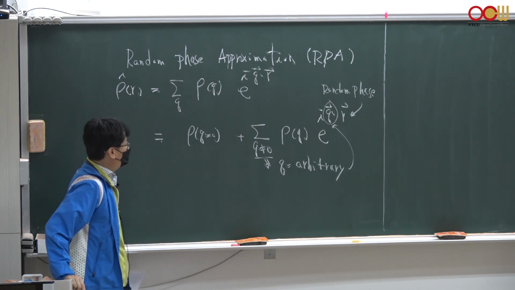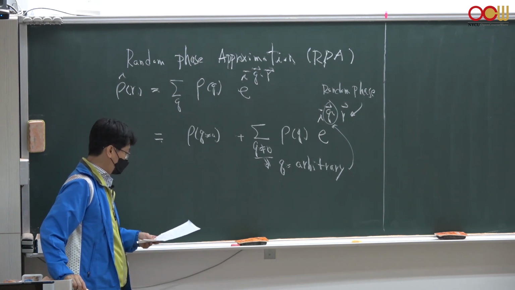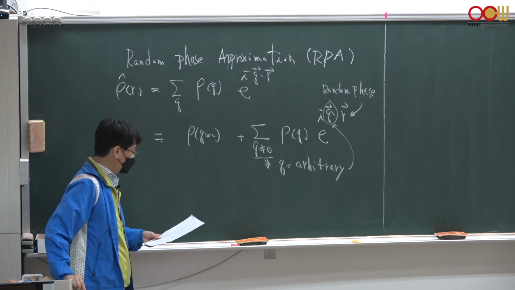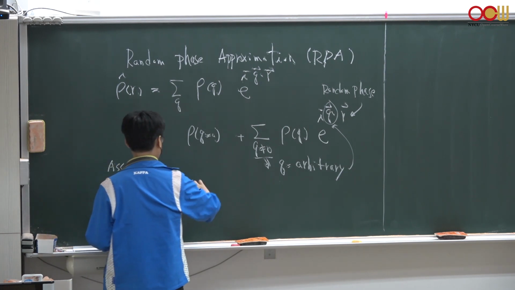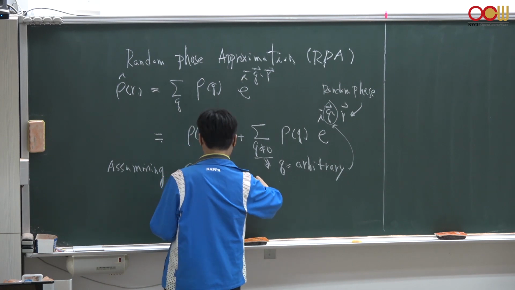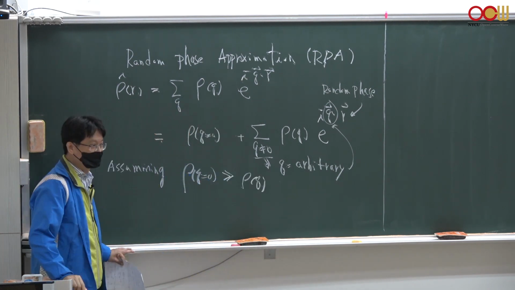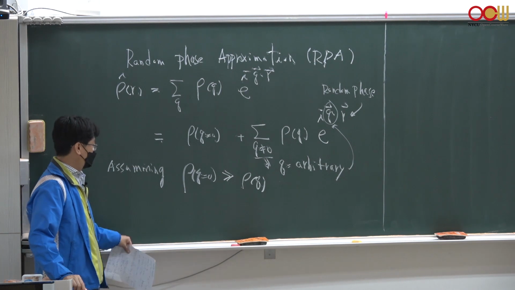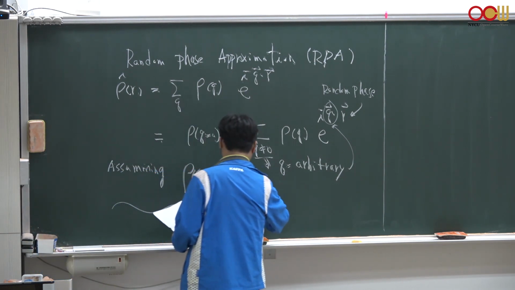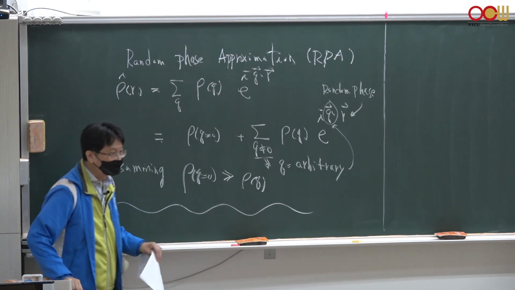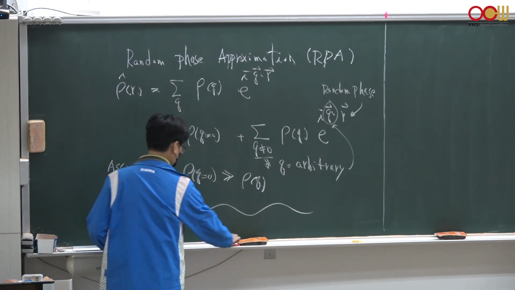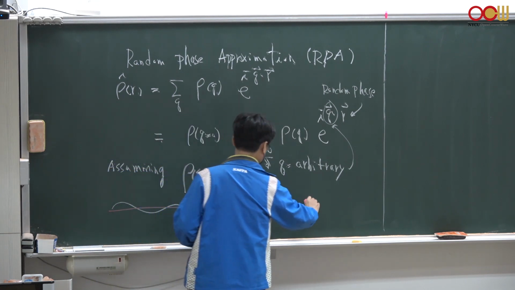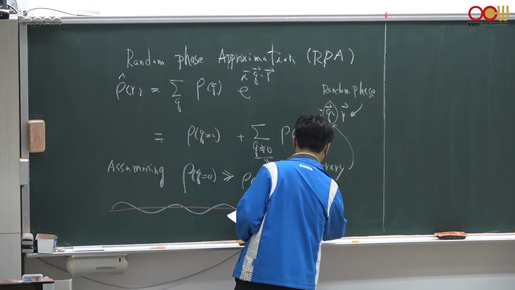But apart from this random phase for the finite q component, there's another important approximation in this RPA, which is this one. We assume that the q equals 0 component is actually much larger than the finite q component. In realistic metals, as we mentioned, there's a density fluctuation, but that fluctuation is really tiny compared to the average density of electrons, which is a constant, rho 0.